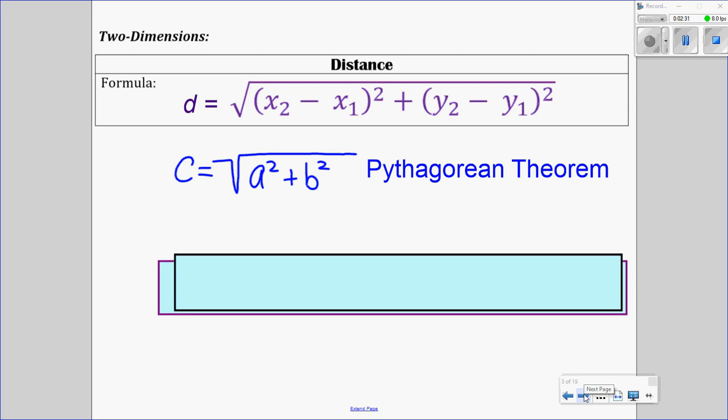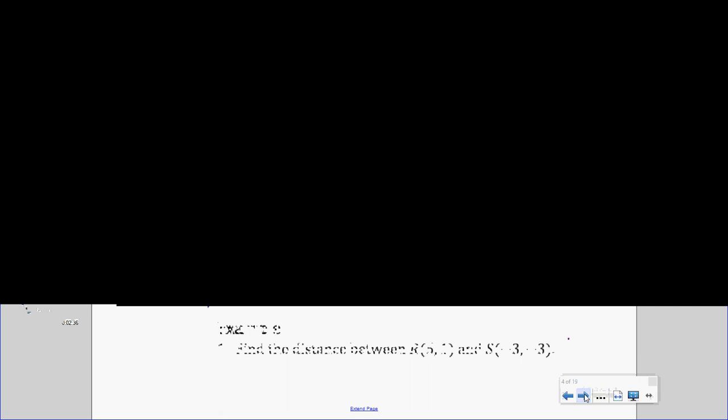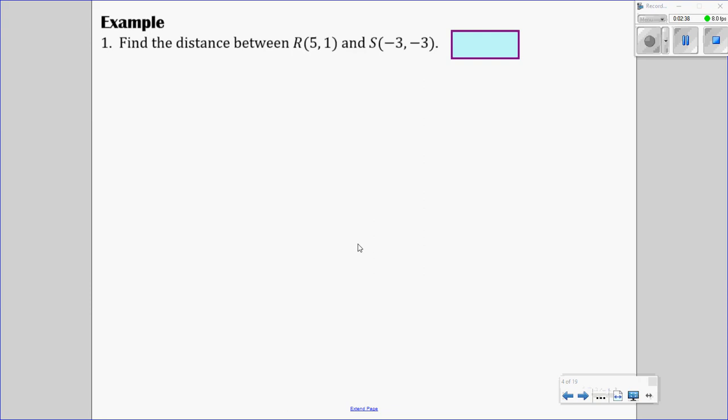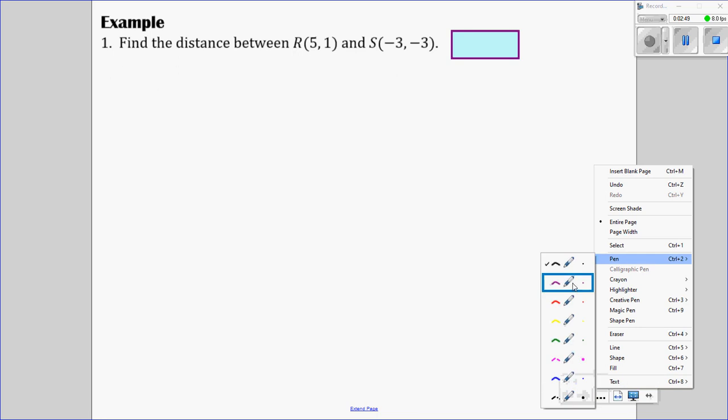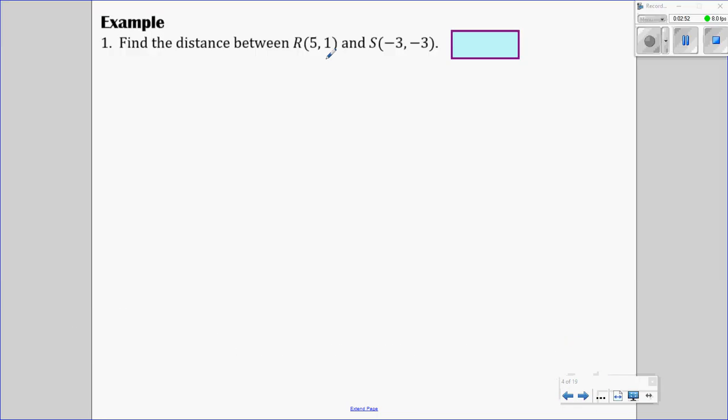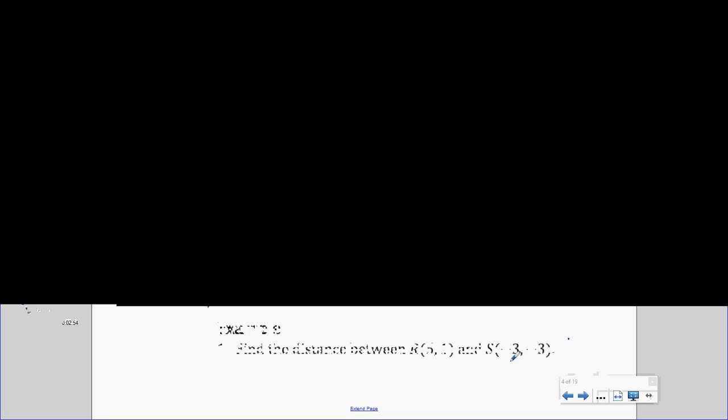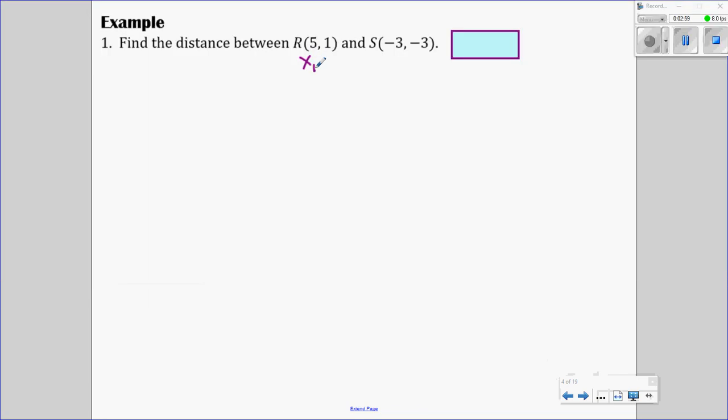All right. So now we're going to use an example using the distance formula. They gave you the 2 points, r, which is 5, 1, and s, which is -3, -3. For the distance formula, before we do anything, we have our coordinates, x, y, x, y. To distinguish between the two of them, this will be x1, y1, and this will be x2, y2.